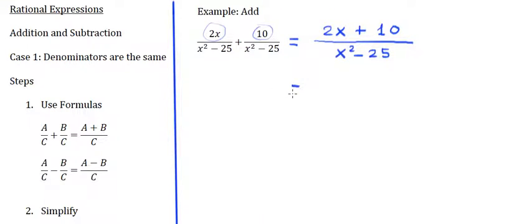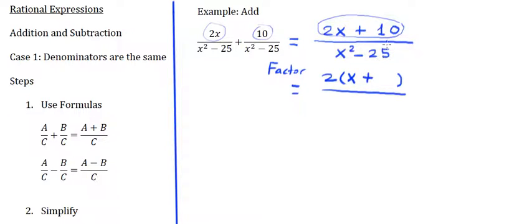Good. So now, next step, simplify. To simplify, first factor. Numerator factors as 2 out. 2 is the greatest common factor of 2 and 10. Parentheses. 2x divided by 2 is just x, plus 10 divided by 2 is just 5. Okay, so that's the numerator.